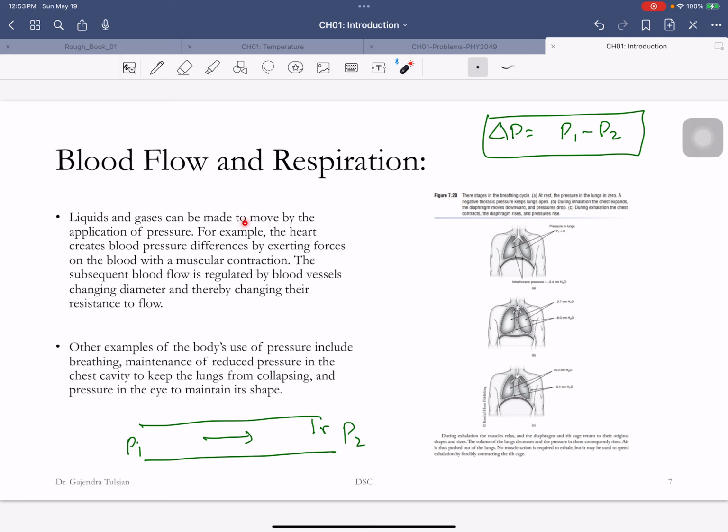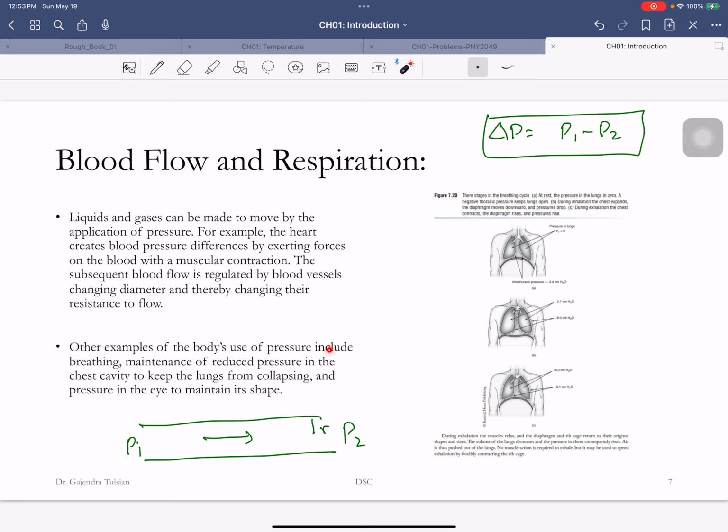Liquids and gases can be made to move by the application of pressure. The heart creates blood pressure differences by exerting force on the blood with a muscular contraction. The flow of blood can be regulated by blood vessels changing diameter. If you want to increase flow, you increase the radius or diameter of the pipe, thereby changing the resistance to flow. If you increase the radius, you'll learn that the resistance of the pipe decreases, and so the blood flow increases.